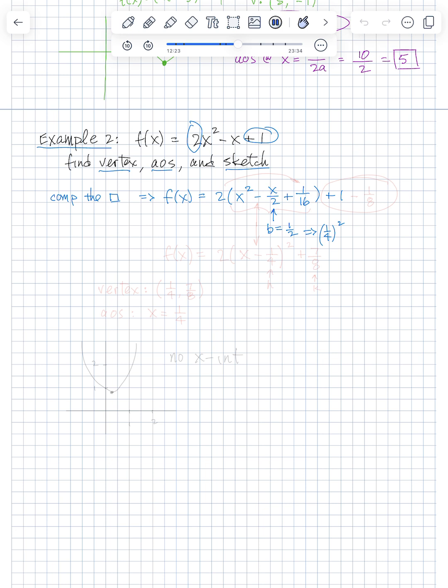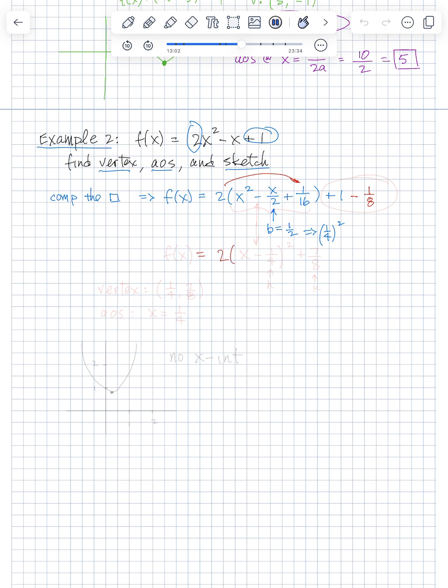Now, we added a 16th inside this equation, but we really added 2 times the 1/16. So this 2 times 1/16 gives us 2/16 or 1/8. So we really added 1/8. So we have to subtract 1/8 on the outside. Okay, so let's come down and clean this up a little bit.